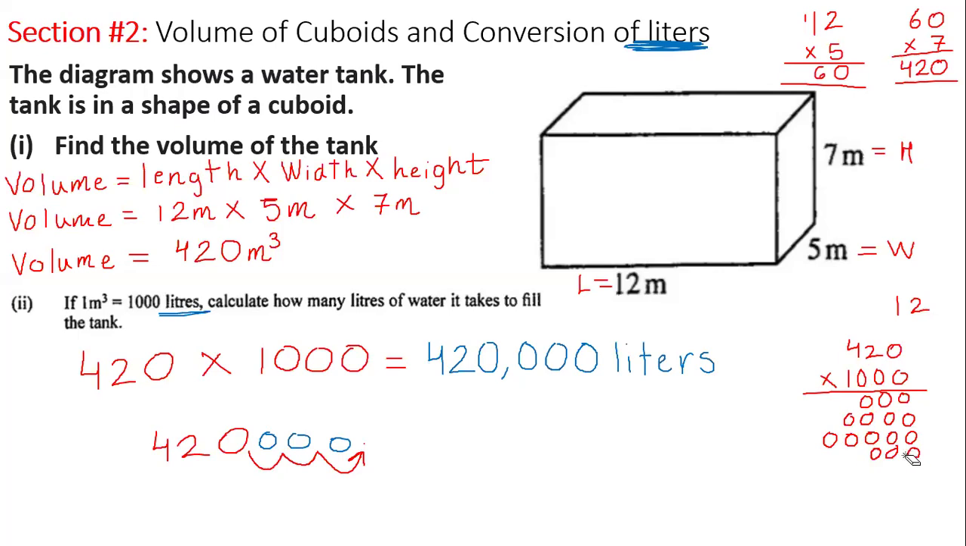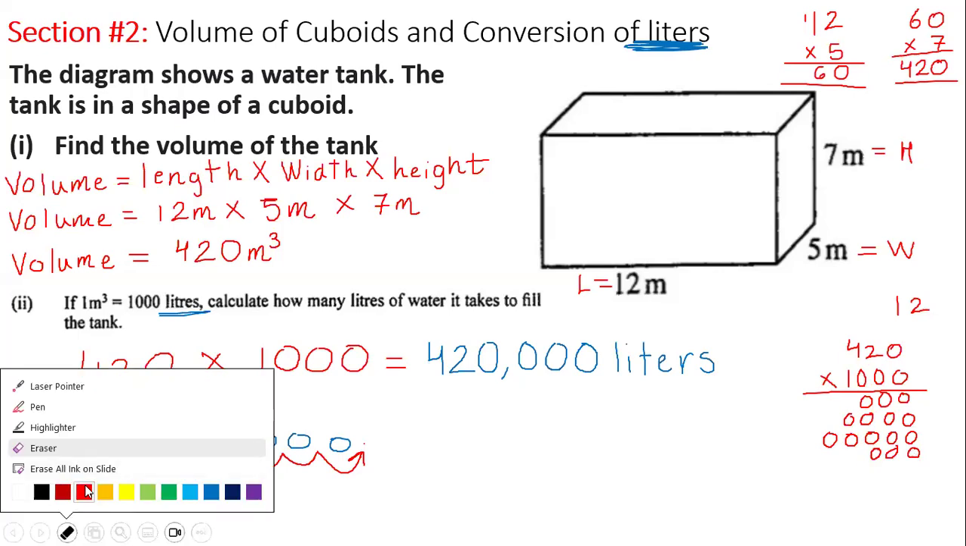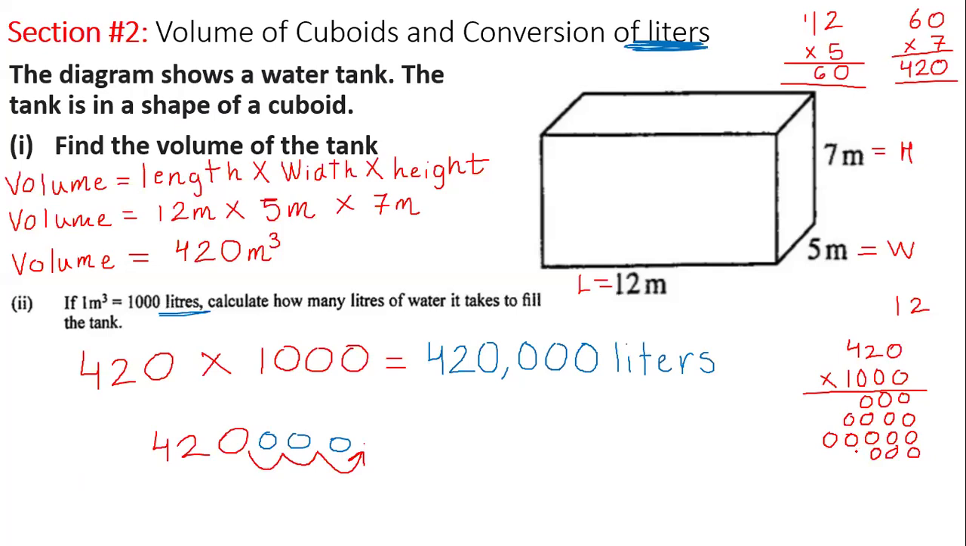Then after those 3 placeholders, I say 1 times 0 is 0. 1 times 2 is 2. 1 times 4 is 4. And I add them up. 4 zeros is going to be 0. 0 is 0. 0 is 0. 0 is 0. 2 plus 0 is 2. And 4 plus 0 is 4. So the answer is 420,000.